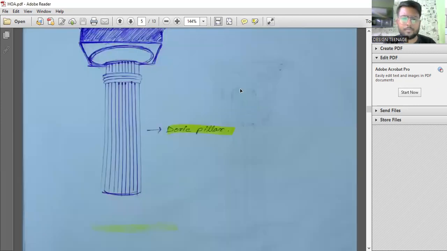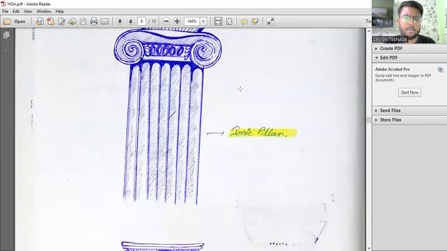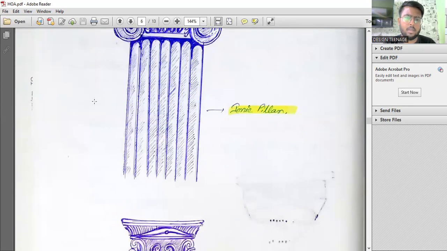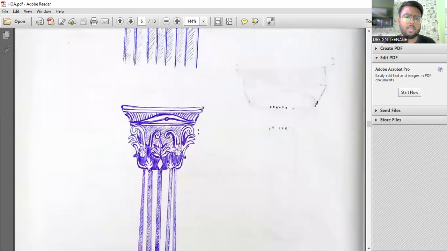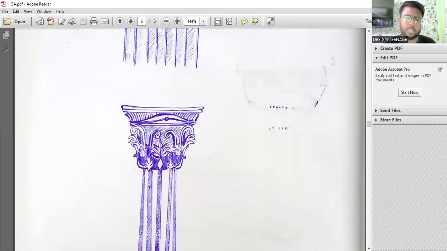Now, below that, we have the Ionic pillar. The Ionic pillar has kind of curly hair, like a girl. This is the Corinthian pillar, or the Corinthian order, which has a lot of ornamentation on the top, on the capital. This top part is known as the capital.